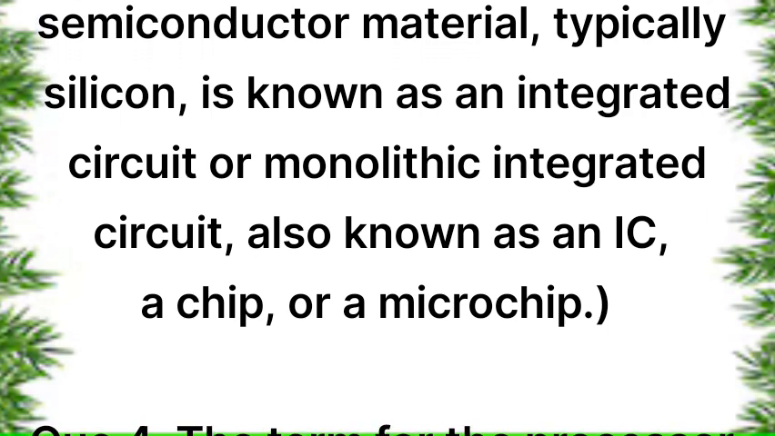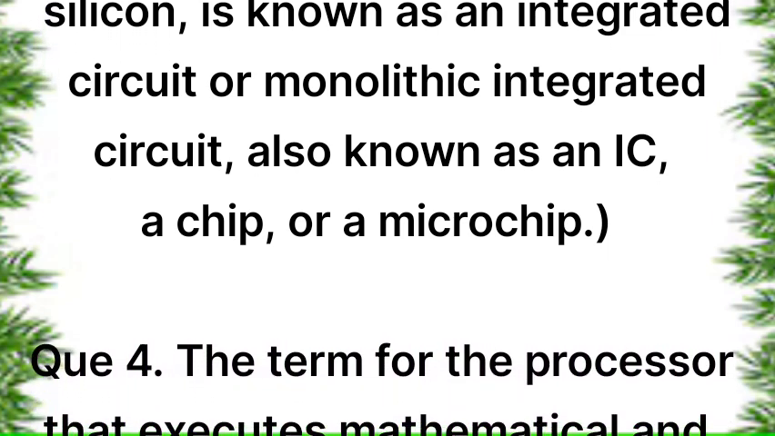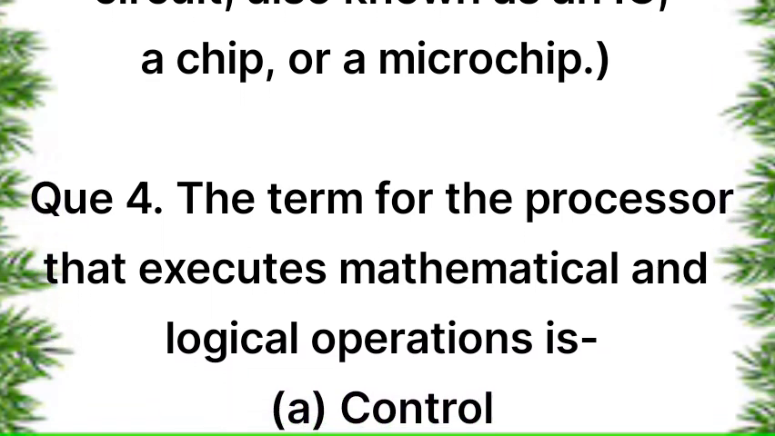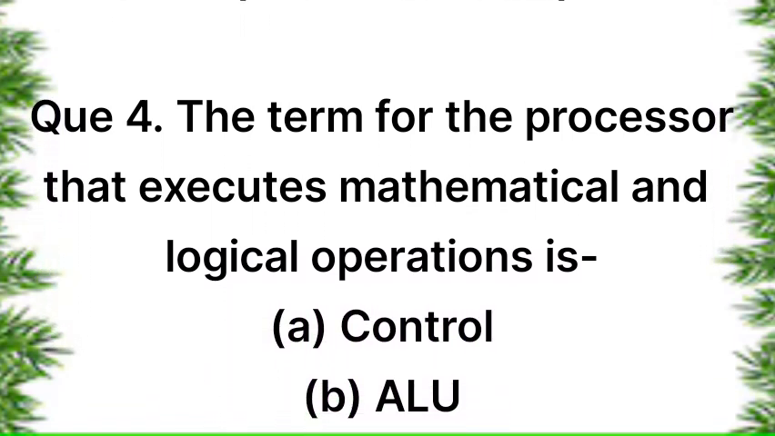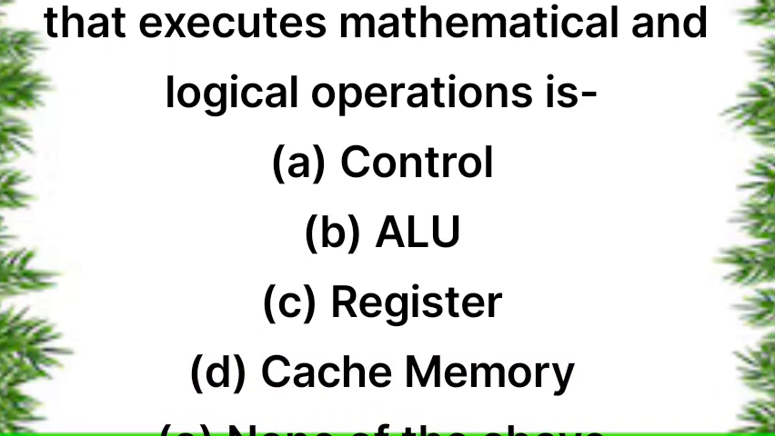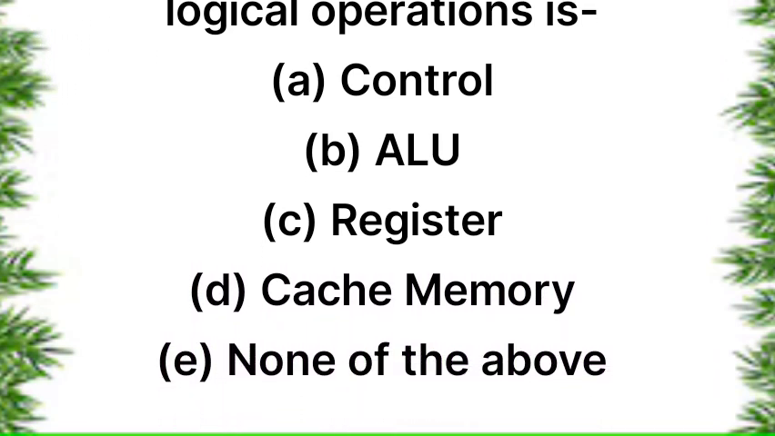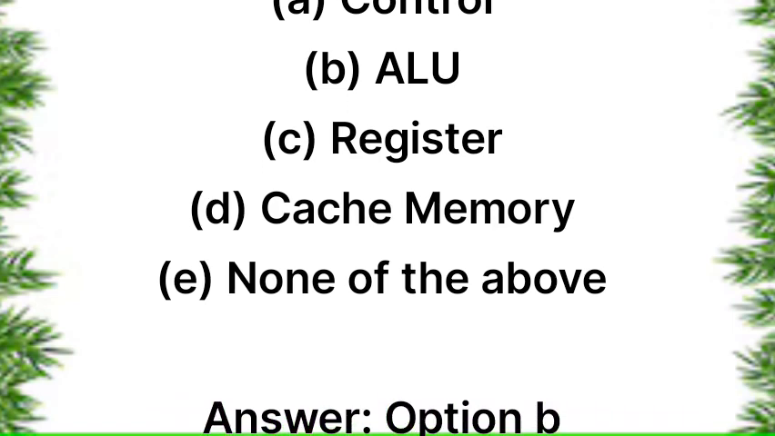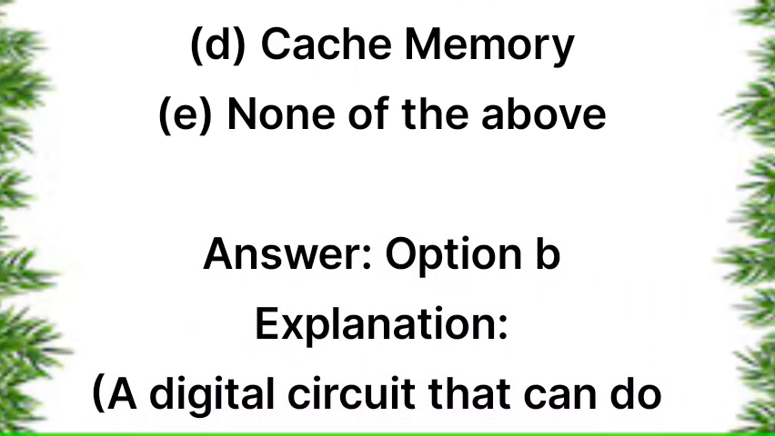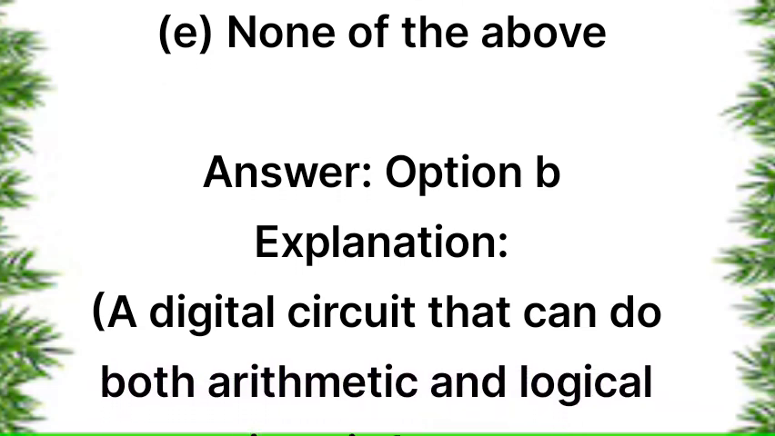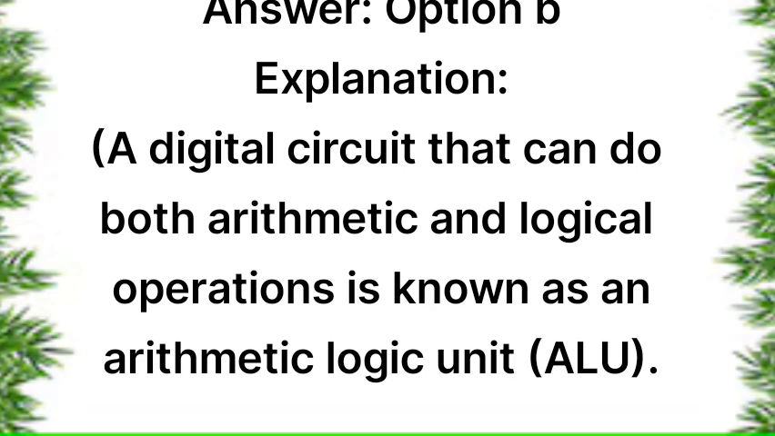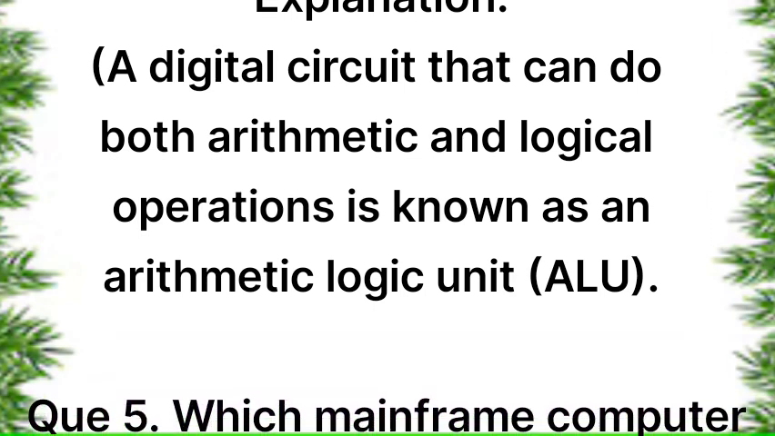Q4. The term for the processor that executes mathematical and logical operations is: A. Control, B. ALU, C. Register, D. Cache memory, E. None of the above. Answer: option B. Explanation: a digital circuit that can do both arithmetic and logical operations is known as an arithmetic logic unit, ALU.